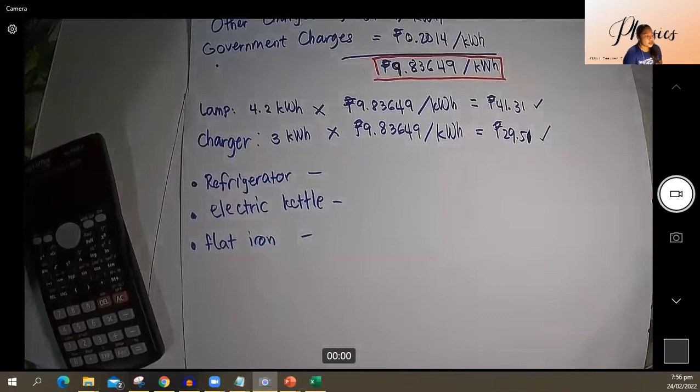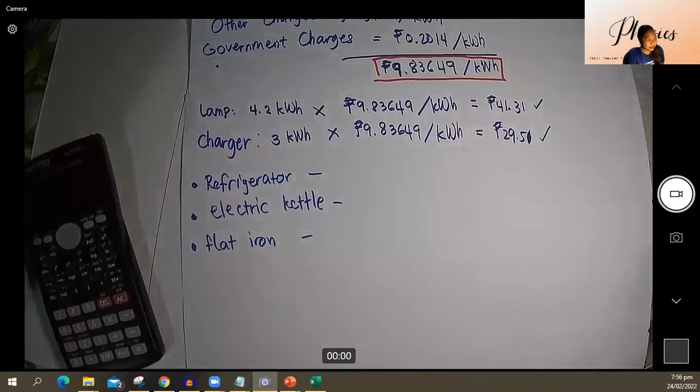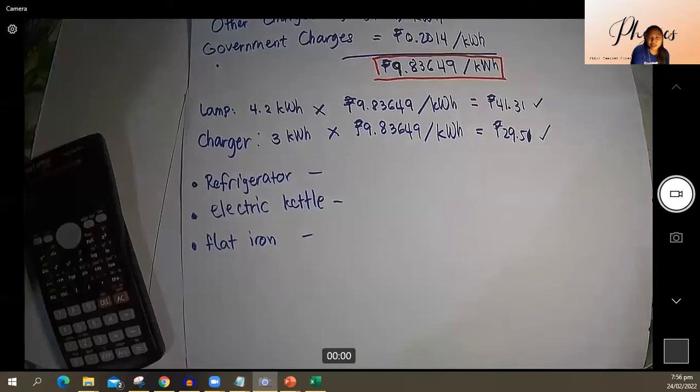All right, so it is actually important that we take note of our usage per appliance, so that we'll be able to monitor and determine which one contributes the most, and in that way we can find solutions and how we can minimize our electric usage.